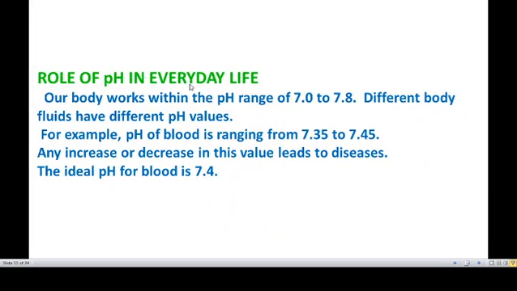The role of pH in everyday life. This is an important one. Our body works within the pH range of 7.0 to 7.8.